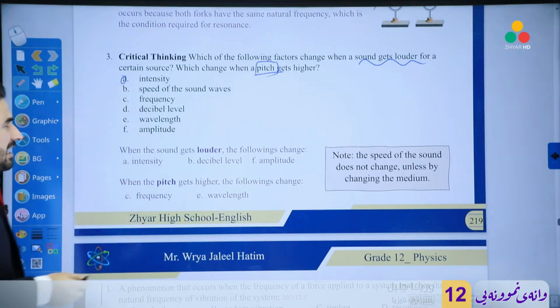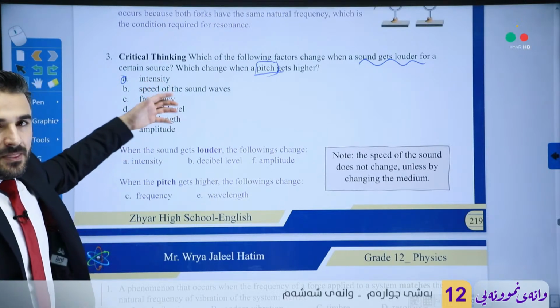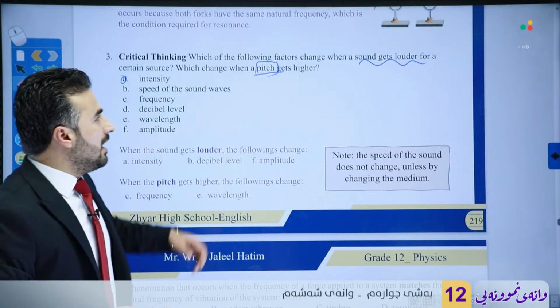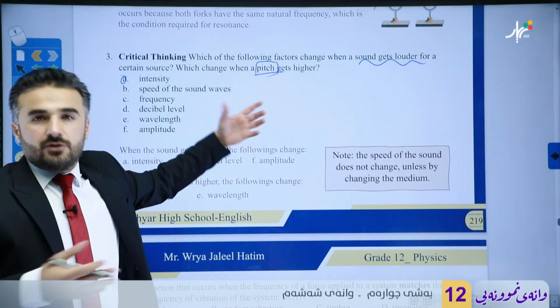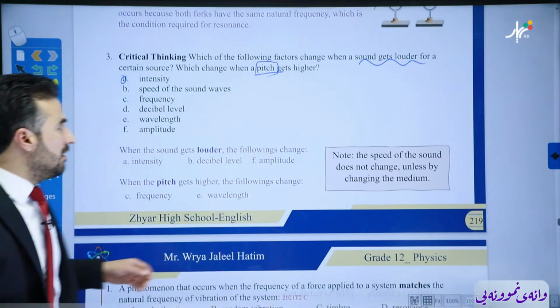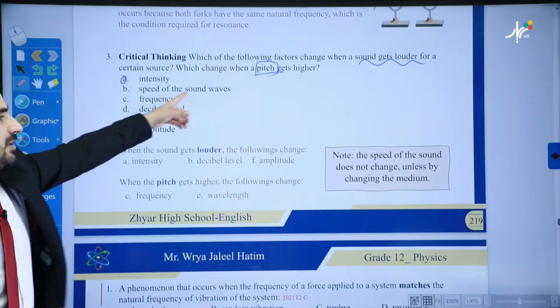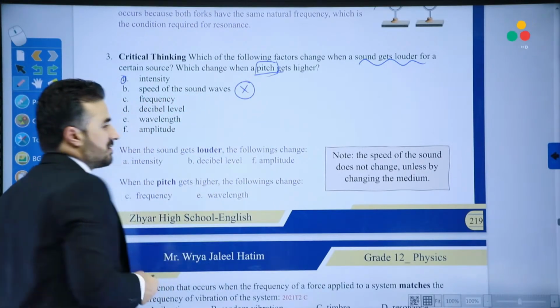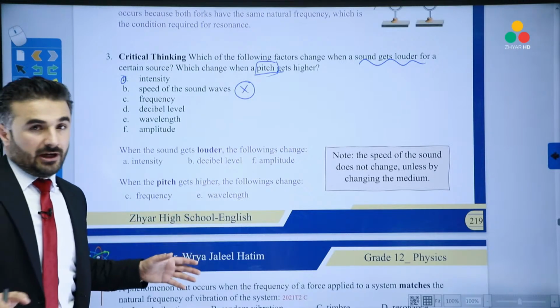Of course, because you can say intensity is directly proportional to the amplitude. So in this case, the louder the sound, the larger the amplitude, and in another way, the larger the intensity as well. What about the speed of the sound? Given the same medium, the speed of the sound doesn't change at all here, right?